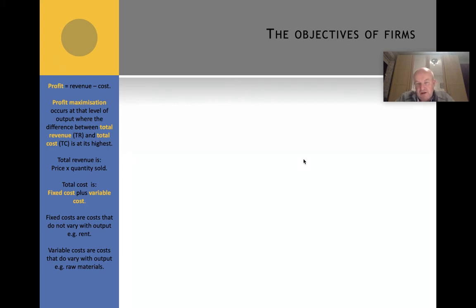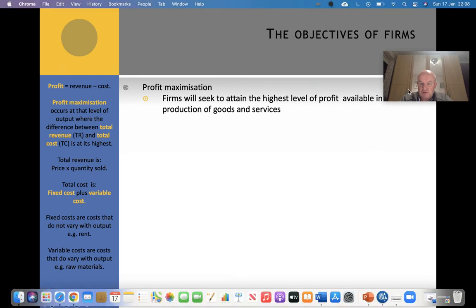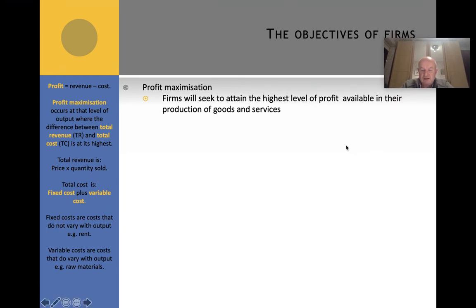Clearly, that is a position that some businesses will choose to work at to be profit maximizers. Some other useful definitions: total revenue is price times quantity sold, and total cost is fixed cost plus variable cost, and like we said, there's a definition there of what fixed costs and variable costs are. Profit maximization is where a business or firm is seeking to achieve the highest level of profit available from the production of their goods and services.